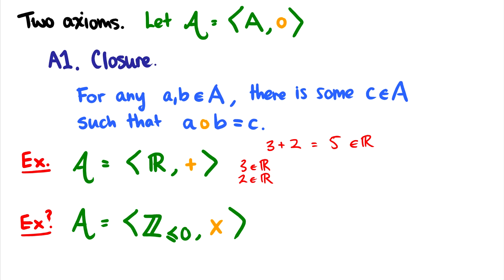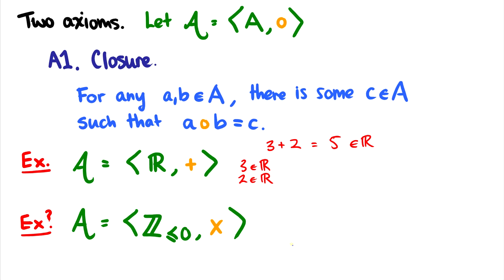But what if I just take the integers less than or equal to 0 and multiplication? Well, what happens there? Well, if I do a nice example, let's say if I do 0 multiplied by -1, I just get 0 back. So 0 is an integer less than or equal to 0, -1 is an integer less than or equal to 0, and then its output is 0, which is also an integer less than or equal to 0. So that's a good example.